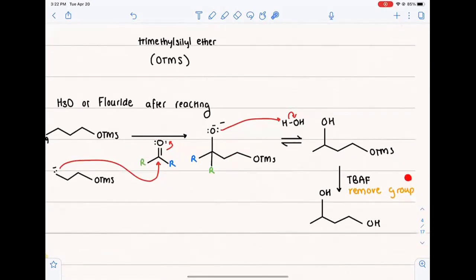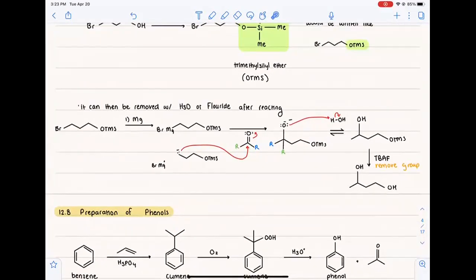And then in order to remove our protecting group, we use TBAF. I don't remember what that is, but anyways, that's just what the removing group is, period. Okay, because I said so. Now we have two alcohol groups. And this is a diol. How pretty. Any questions?